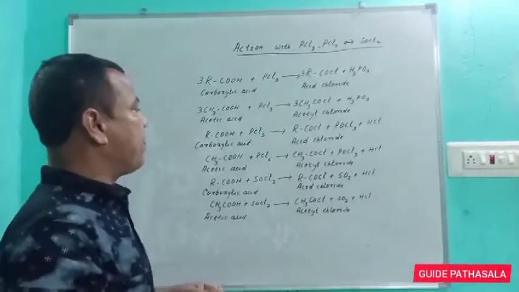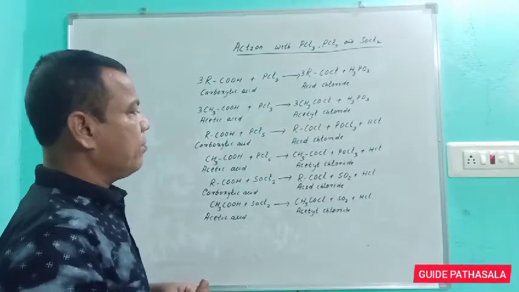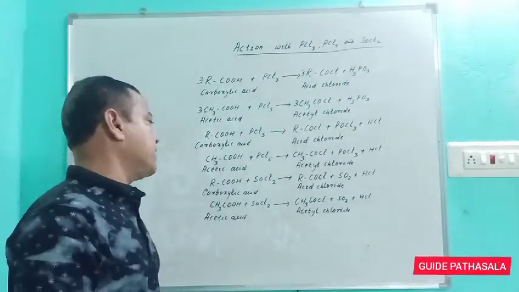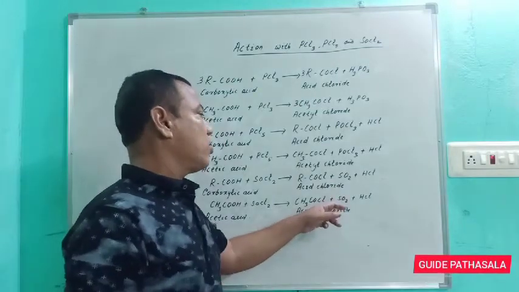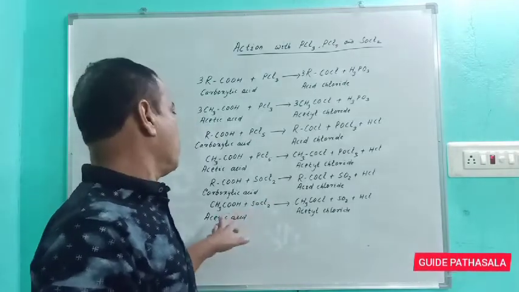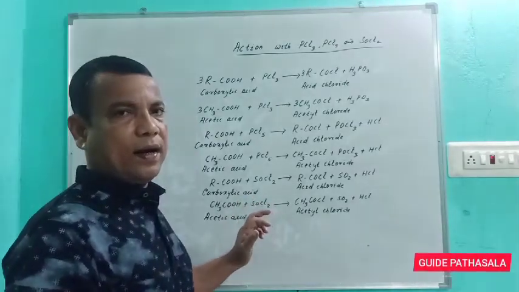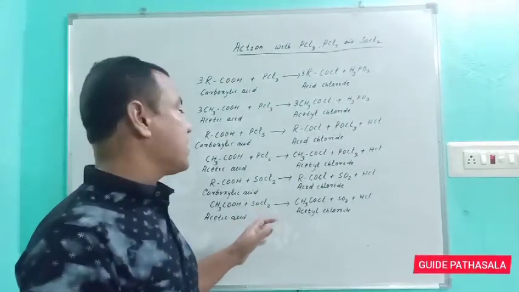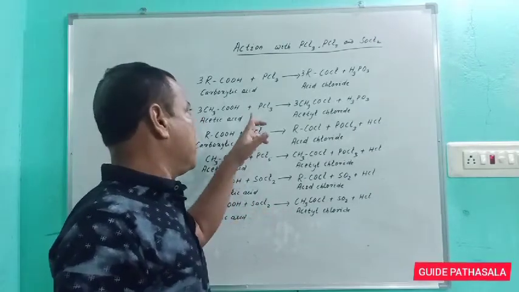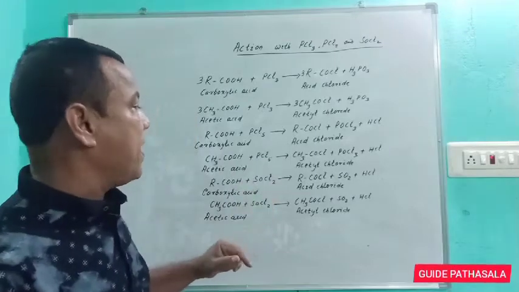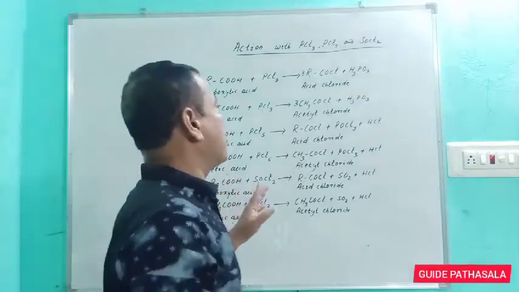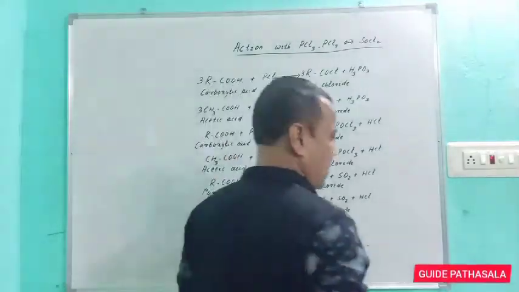Out of PCl3, PCl5 and thionyl chloride, pure acetyl chloride can be prepared by the action of acetic acid with thionyl chloride, because here sulfur dioxide and HCl both are gases. So only acetyl chloride will remain. So pure acetyl chloride can be prepared on a large scale this way. SOCl2 is the best reagent among PCl3, PCl5 and SOCl2 to prepare an acid chloride from a carboxylic acid. This is about the action with PCl3, PCl5 and SOCl2.